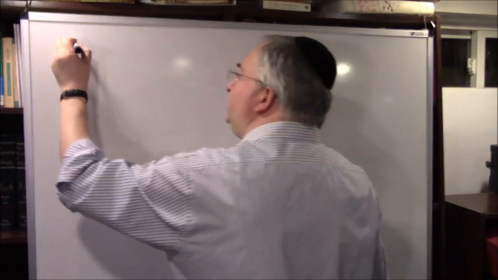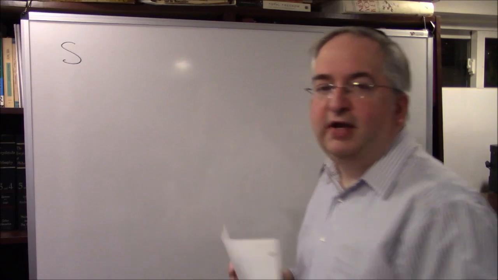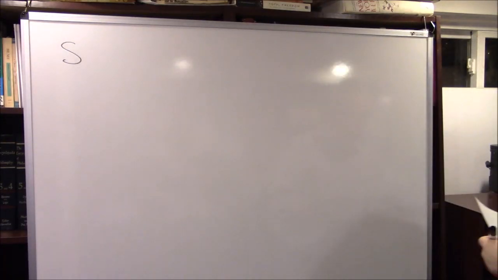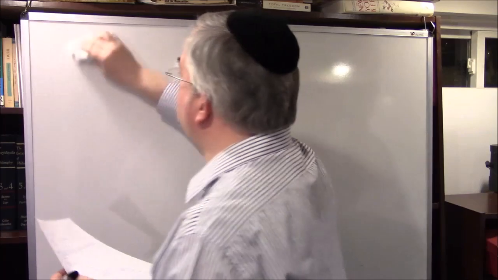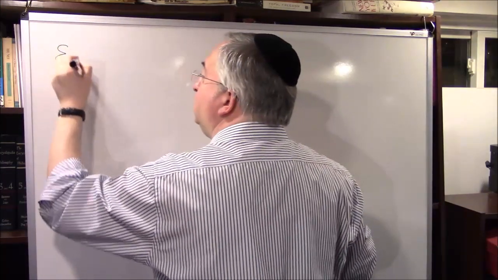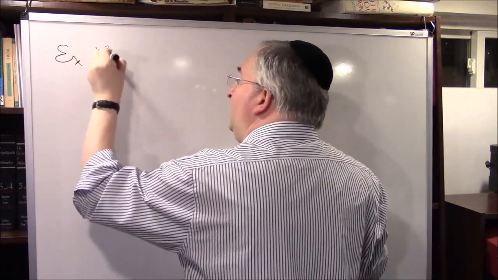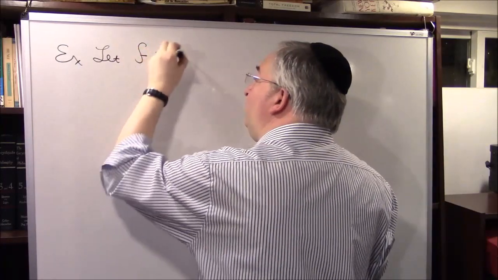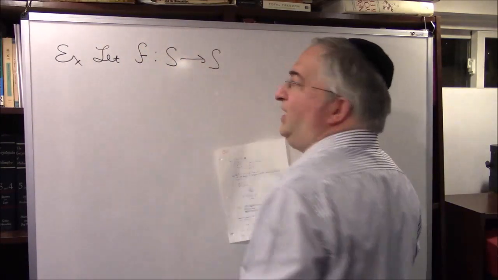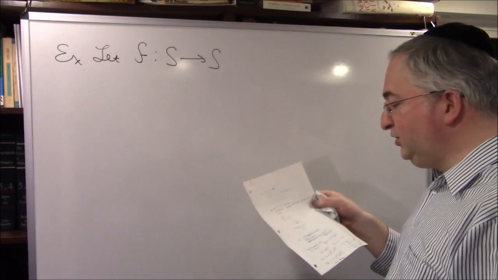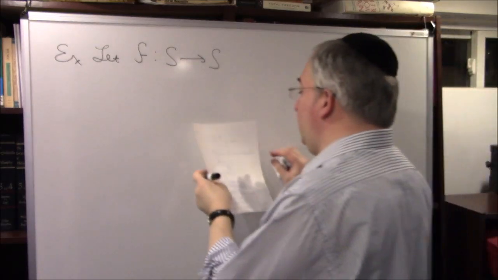Okay, so this is a funny thing because I'm not going to define a sequence of numbers here. I'm going to define a sequence of functions. I'm going to tell you lots of different functions here. So let's do it. So this is an example. Let f go from S to S. S is a set, and f is a function from it to itself. Okay, and we're going to define the following.